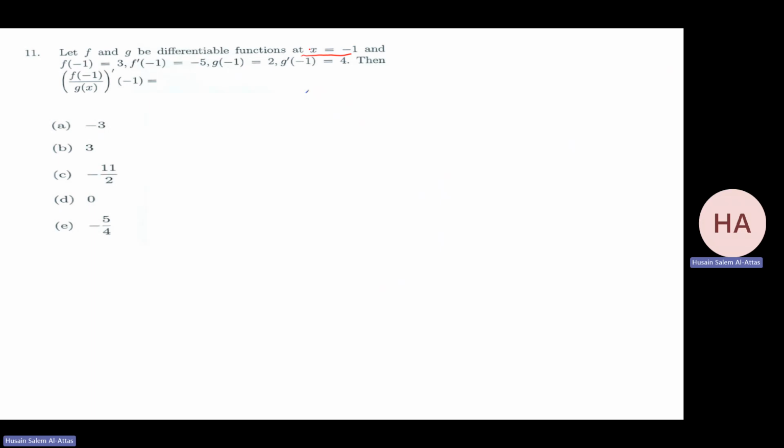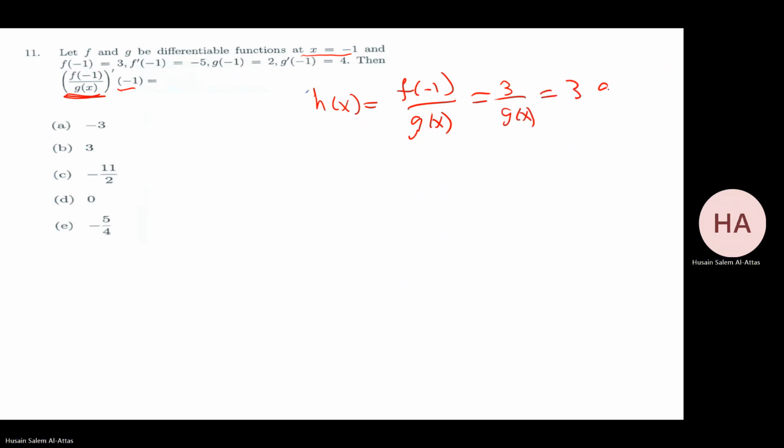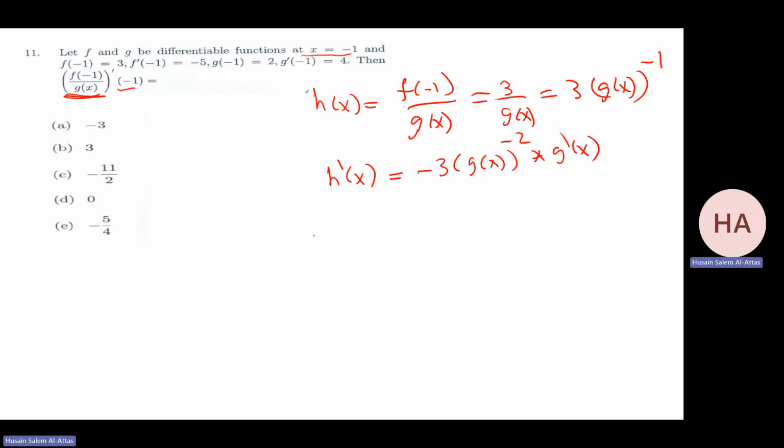Okay. Differentiable at x equal minus 1. You want the derivative of this at minus 1. H of x, assume this, f of minus 1 over g of x. What is f of minus 1? Just a number. This is a number. You don't care about it. F at minus 1. So this will be 3 over g of x. Or in other words, 3 g of x with the power minus 1. Find the derivative now. H prime will be what? Minus 3 g of x to the power minus 2 times g prime at x. You want h prime at minus 1.